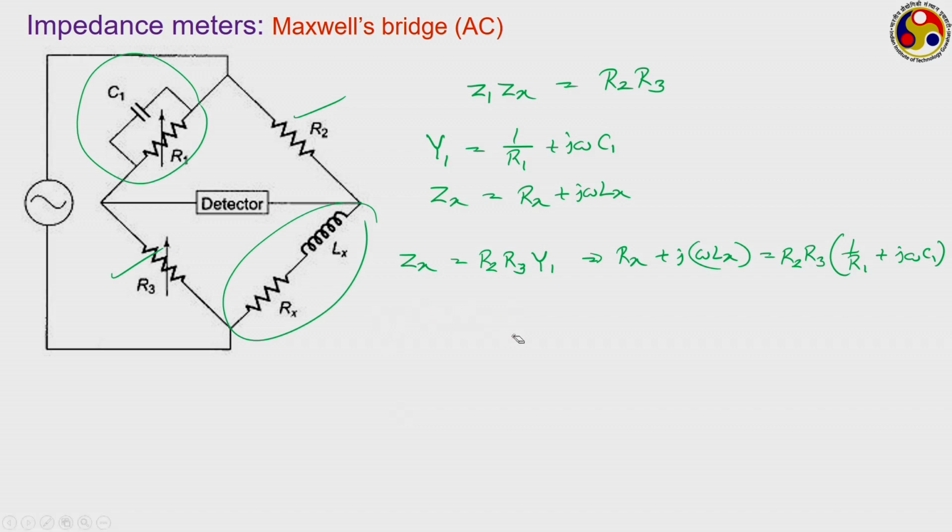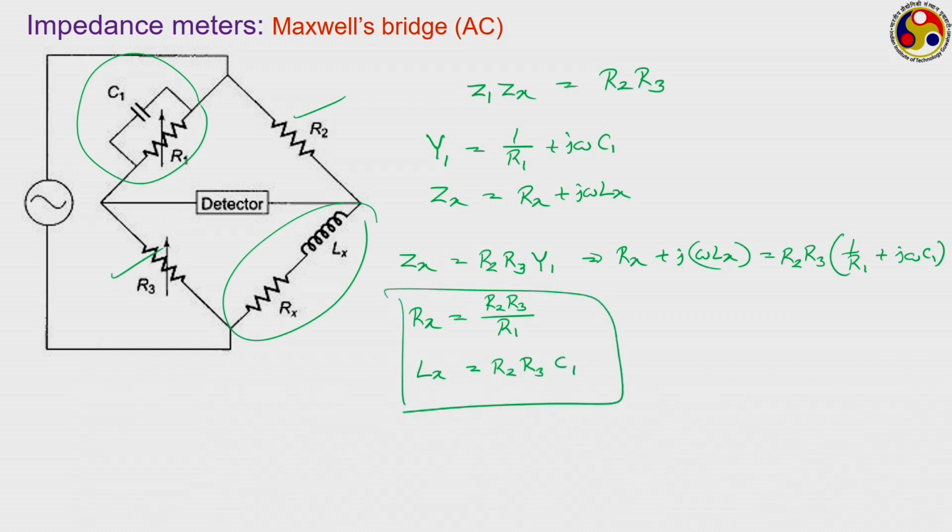We can directly equate the real and imaginary part. Equating that, we have Rx is equal to R2 R3 upon R1, whereas Lx is equal to R2 R3 C1. So, quite straightforward calculation for this. From the knowledge of the other three arms, we can get the value of the inductance.